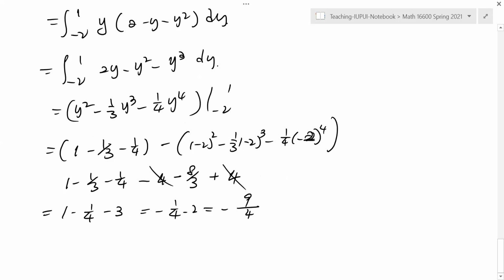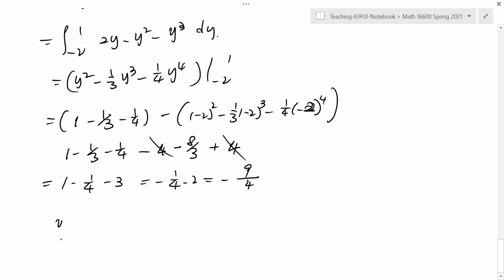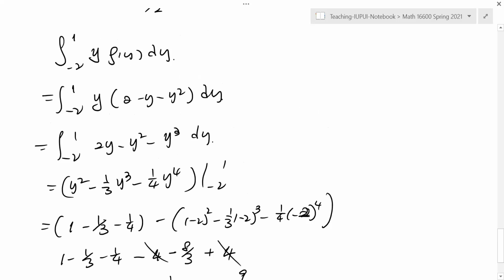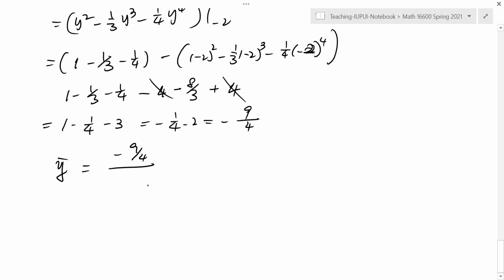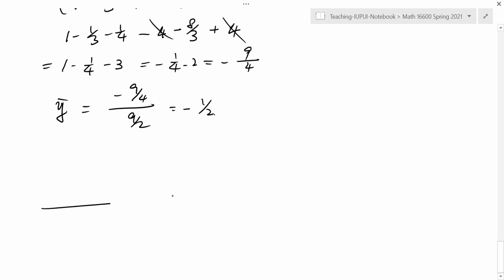Okay, so y bar is going to be 9/4 divided by, I think it's 9/2, right? We got 9/2. So it's going to be negative 1/2. I think that's reasonable. And let's put it in the picture.